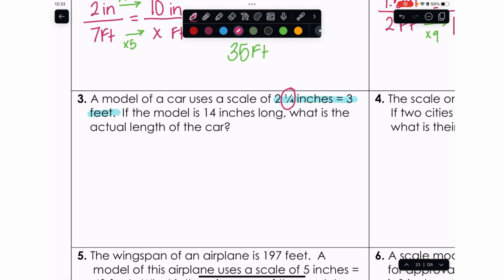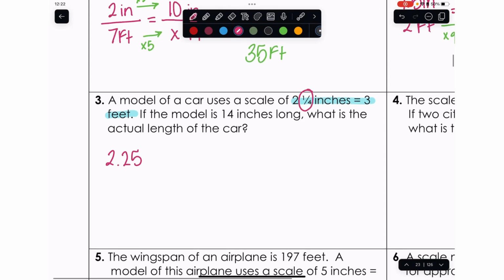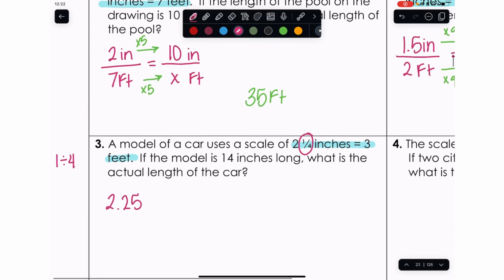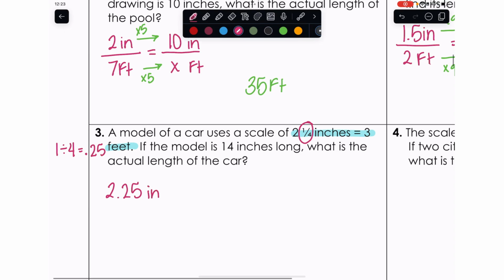Yes, Brody? 0.25. Good. So if I have 2 1/4, the decimal version of that would be 2.25. Now, if you didn't know what 1/4 was as a decimal, you can always type in 1 divided by 4. Type that fraction in. That will convert it to a decimal. It would tell you 0.25. So 2 1/4 is really 2.25 inches over 3 feet. So there's my scale. 2.25 inches over 3 feet.